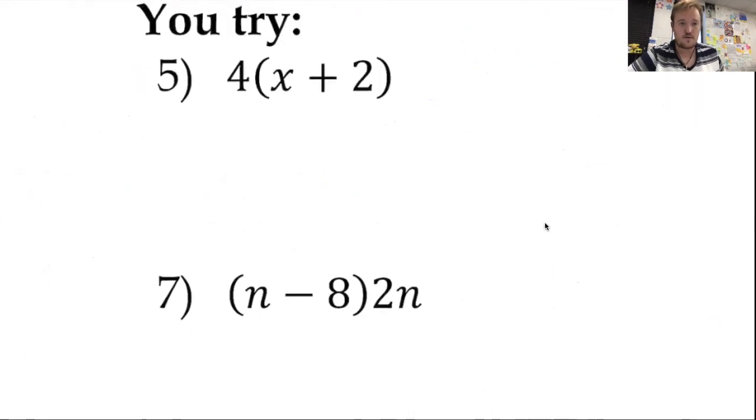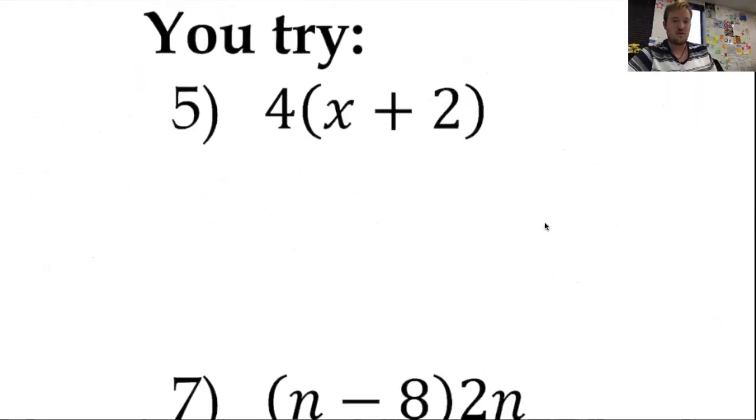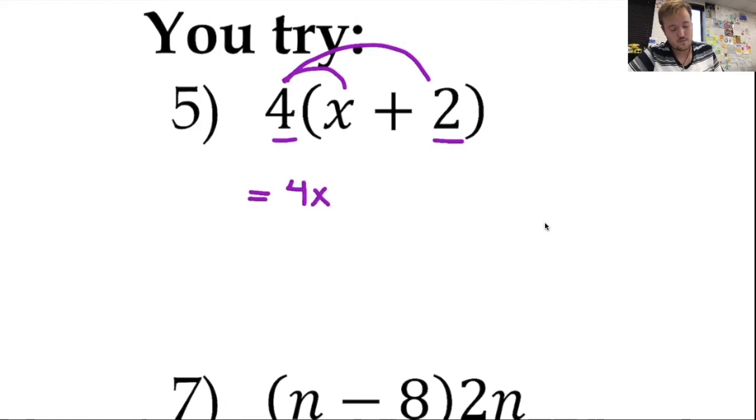Okay, so let's take a look at number 5. So just like before, this 4 on the outside, you're going to distribute to both x and to 2. So 4 times x gives you 4x. 4 times 2 gives you 8. So this is our simplified expression.